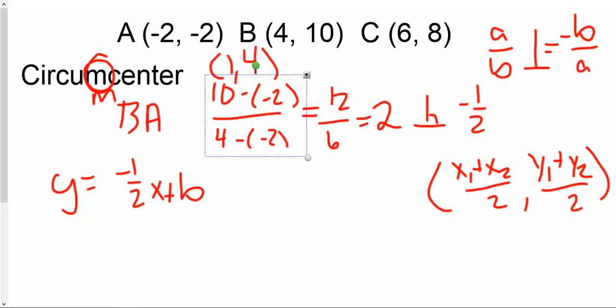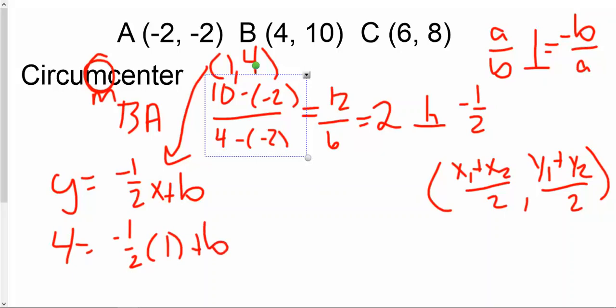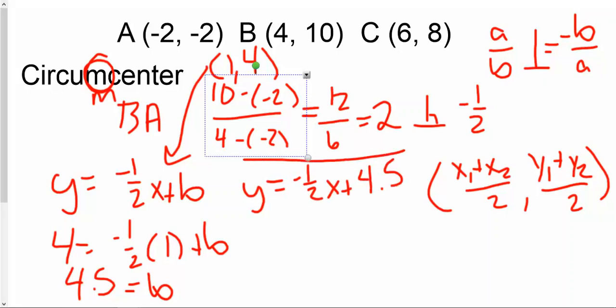So now I'm going to use that and plug it into this equation. 4 equals negative 1/2 times 1 plus b. That means b is 4.5. You could also do 9/2 here, but I like 4.5. So y equals negative 1/2 x plus 4.5. I'm going to keep this equation, right? I only need 2 to try to figure out the circumcenter, but here's one of them.